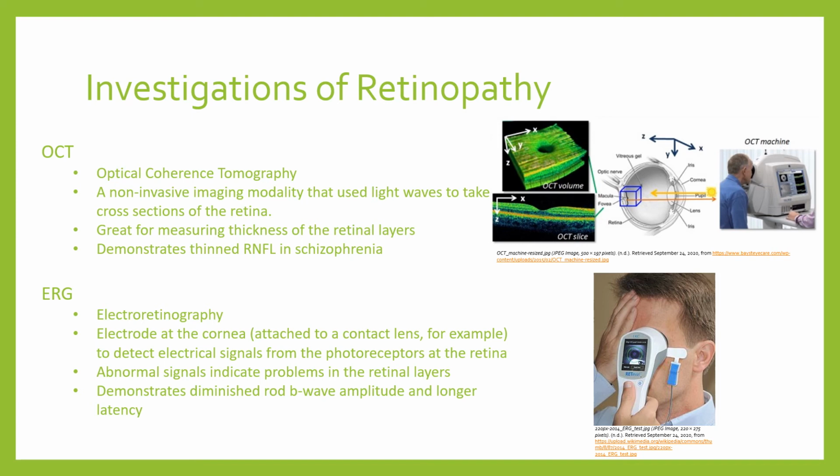ERG is electroretinography. This is a method where an electrode is attached at the cornea. This electrode detects the electric signals from the photoreceptors at the retina. Any abnormal signs would indicate problems in the retinal layer. And also in schizophrenia, the ERG tends to demonstrate a diminished rod B wave amplitude and longer latency.